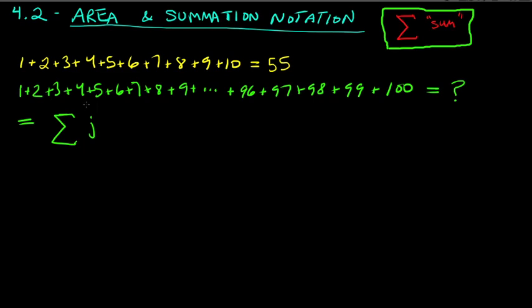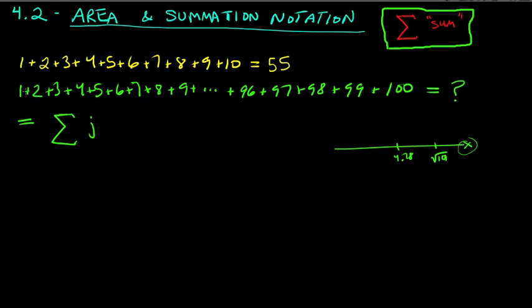So j is a variable, but it's not a continuous variable. It's not like an x, because x could represent 1, 2, 3, but it could also represent 4.78. It could represent the square root of 101. So x is a real valued variable. j is just an integer. Okay, so we're adding up the j's.